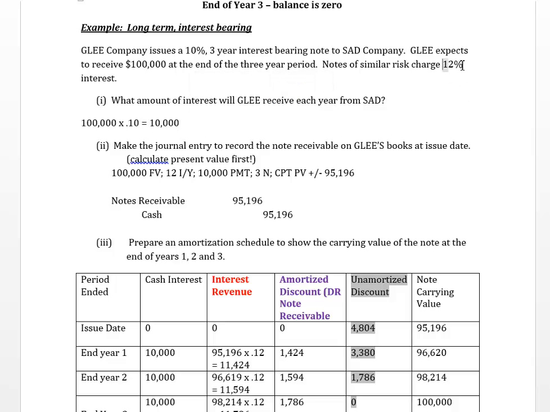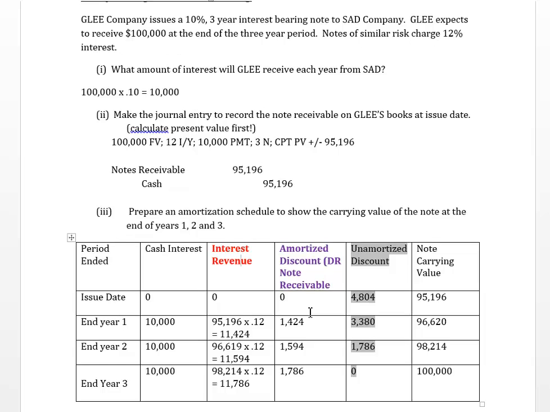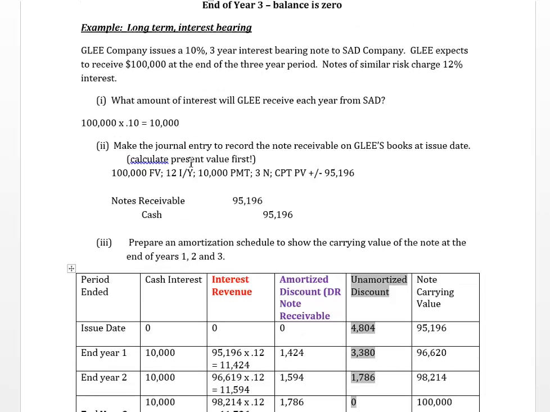Now we're going to use the 12% to calculate the interest revenue, just as we did earlier. So now you're going to see that there's a difference in the actual numbers that we use, because now when we're calculating the carrying value of the note at the issue date, we have to do a present value calculation. Why? Because the question didn't give us what the carrying value of the note was at the issue date, or its present value. All they said is that we're going to loan you money.